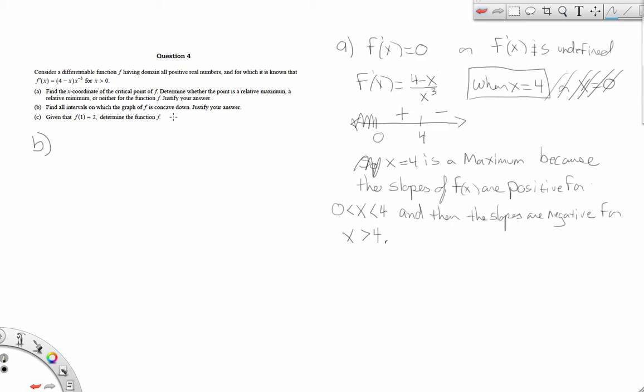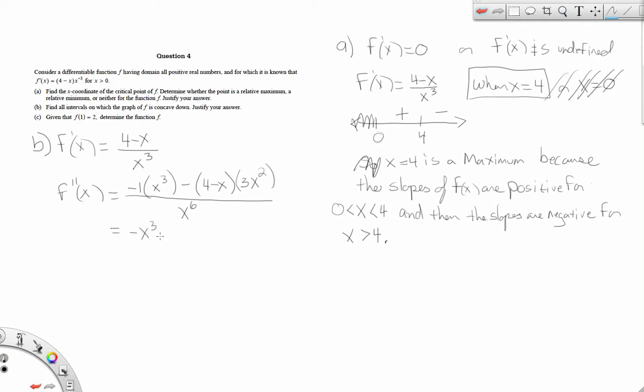Find all the intervals on which the graph is concave down. Justify my answer. So, again, I think I prefer it written this way. And so I need to find the second derivative. So I do quotient rule. Derivative of the top is negative 1 times the bottom minus the top. Oops, no cube there. Times the derivative of the bottom, which is going to be 3x squared all over x cubed squared, which is x to the 6th. So I get negative x cubed minus 12x squared plus, because I've got to distribute this minus sign, 3x cubed.